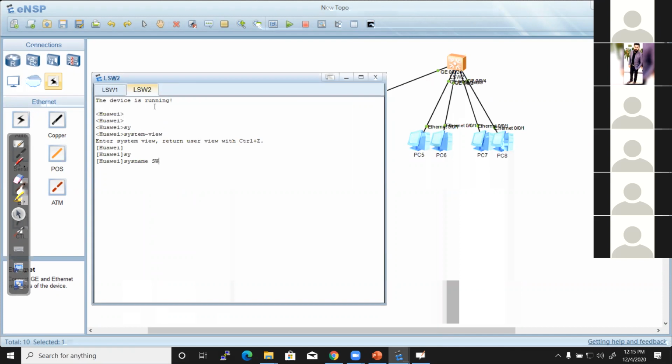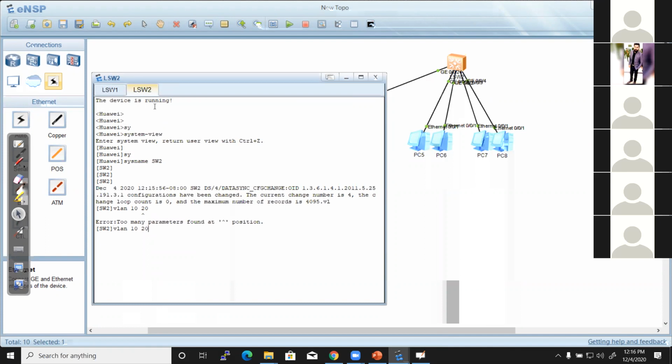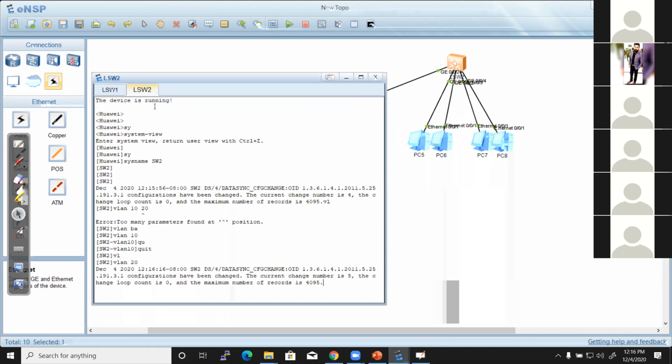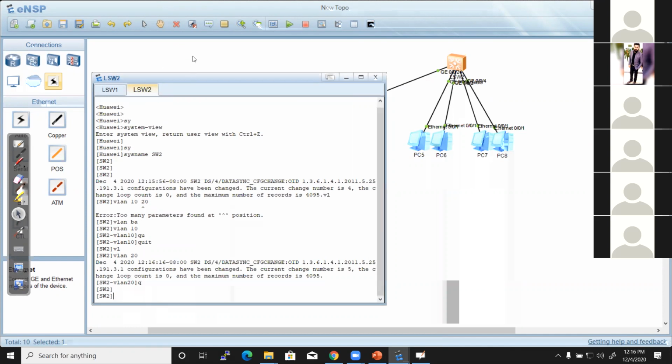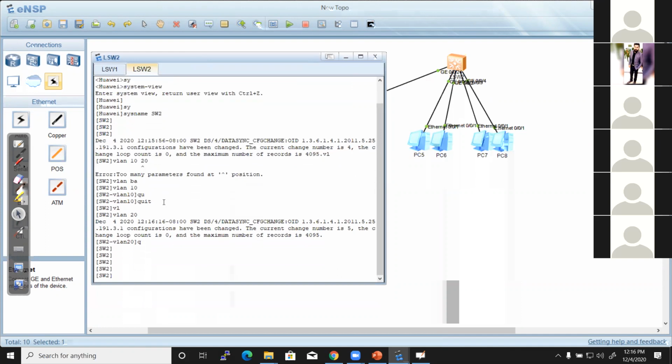In the system, switch 2, for example, or the second floor switch. So first of all, you need to create VLAN 10 and 20. If you want to create a single VLAN, you can create them as well. VLAN 10 and then quit, and then VLAN 20. You can create individually or you can create at once. Okay, so now you need to map interface 1 and 2 with VLAN 10.